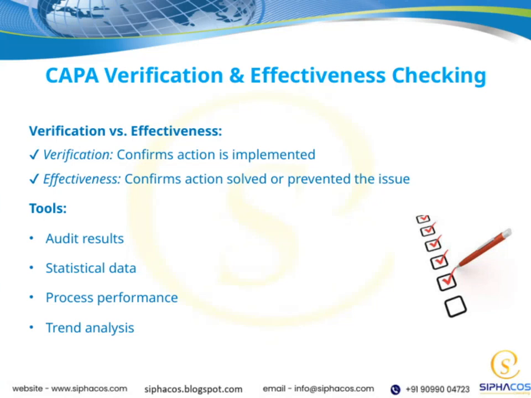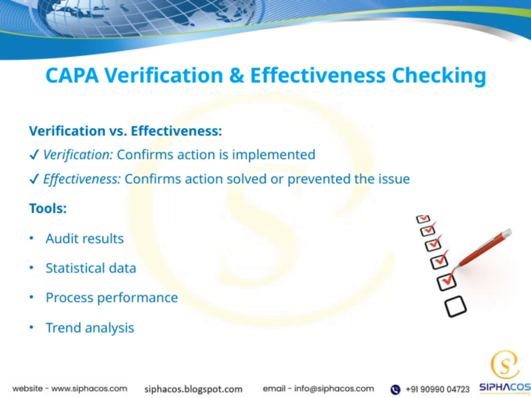Now, let's look at CAPA verification and effectiveness checking. First, it's important to understand the difference between verification and effectiveness. Verification is about confirming that the planned action has actually been implemented. It's a way to ensure that what was supposed to be done has been done. On the other hand, effectiveness checks whether that action truly solved the problem or prevented it from happening again. Both are crucial, but they serve different purposes. Verification tells us that the steps were taken, while effectiveness confirms that those steps achieved the desired result.